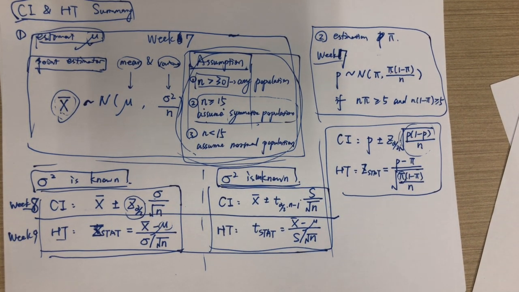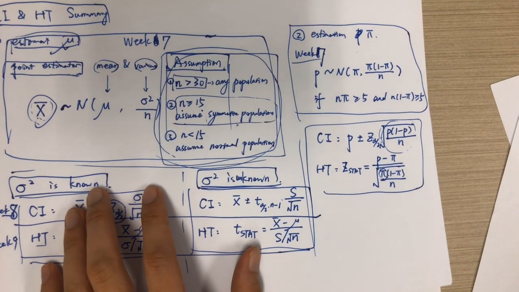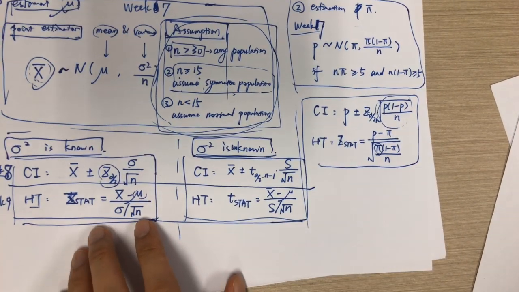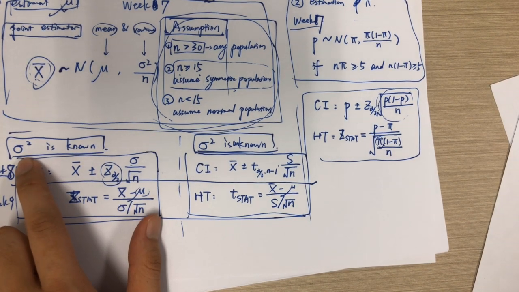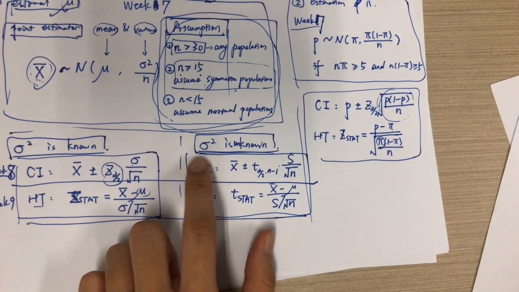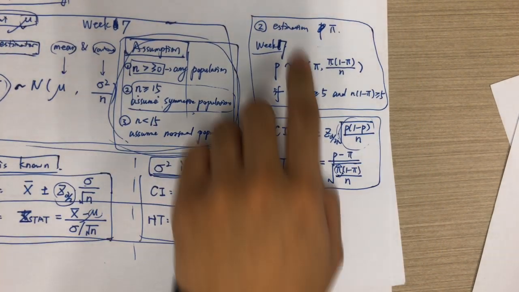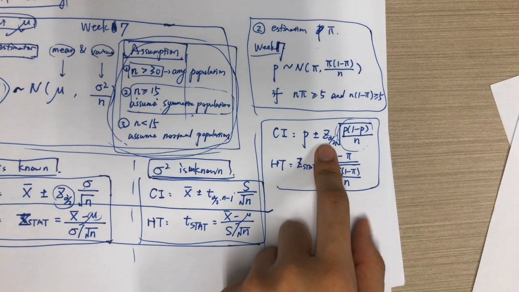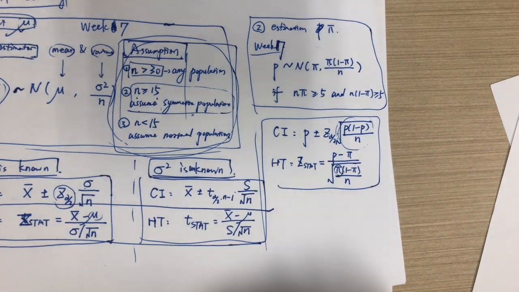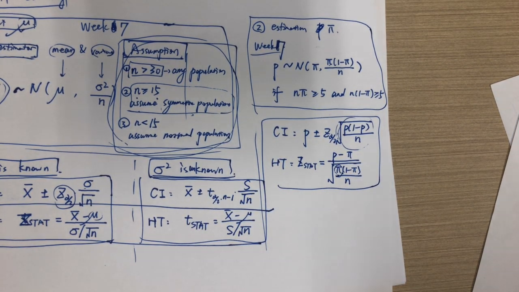Jack Green, okay. Yeah, so Jack Green, hopefully I answered your question, right? So when sigma is known, we always use Z. When sigma is unknown, we always use T. And for proportion, we always use Z, okay? Hopefully I answered your question.